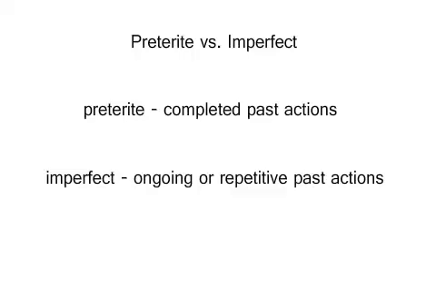The preterite tense, as you hopefully recall, is used to talk about completed past actions, and the imperfect tense is used to talk about ongoing or repetitive past actions. Now don't get thrown off by the word ongoing. Sometimes people hear that and they think it means that it's still ongoing. We're not talking about now, we're talking about at whatever point in time we're referring to in the past, it was still ongoing back then. That's what we mean by ongoing past actions.